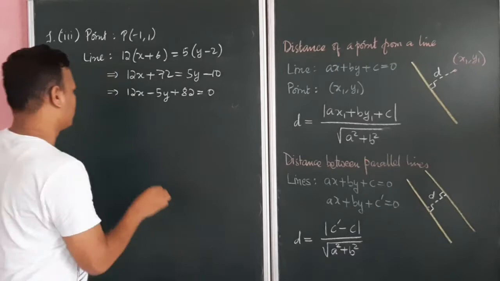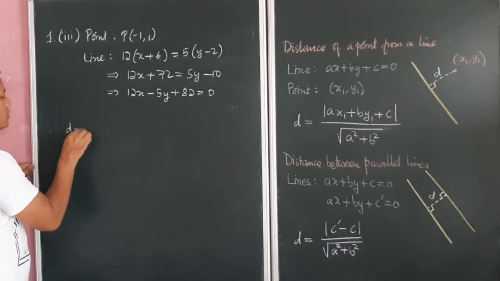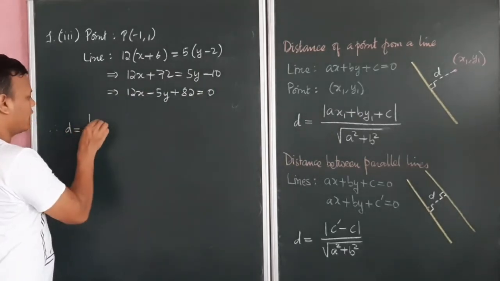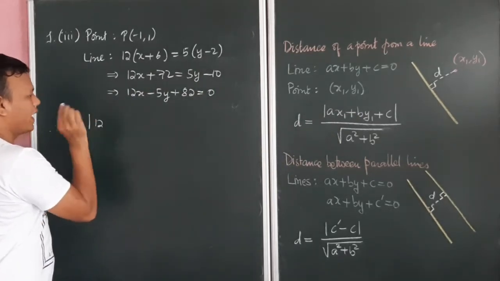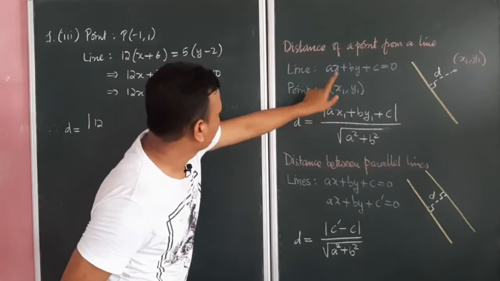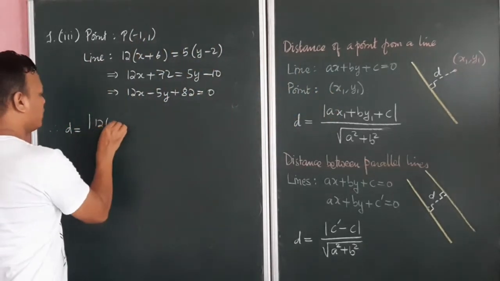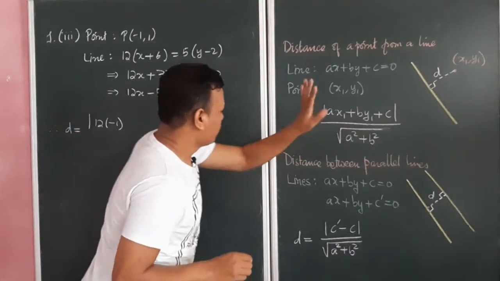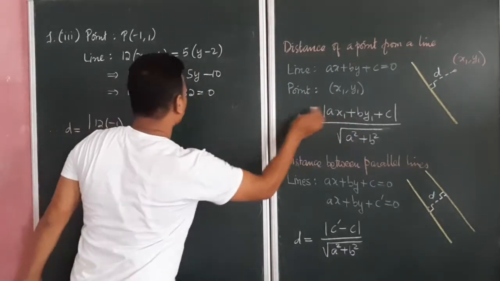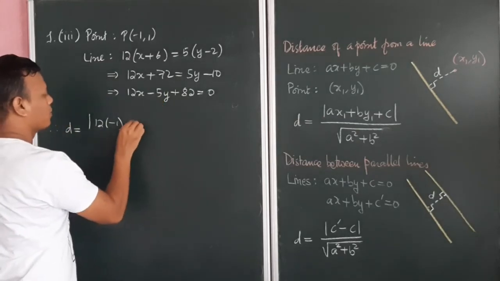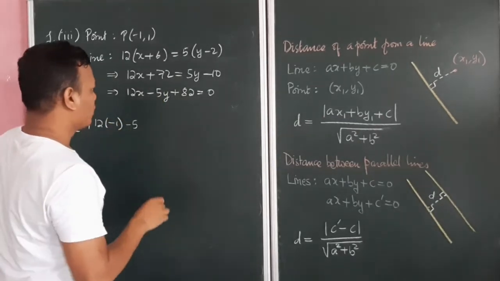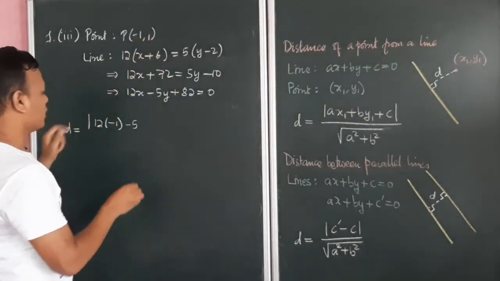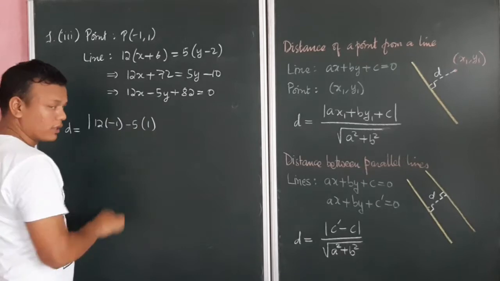Therefore, the perpendicular distance is given by this formula. We have modulus of a, which is 12, times x1. x1 is given to be minus 1, plus b times y1. b is minus 5, so it stays minus 5, and y1 is equal to 1, so we have into 1.